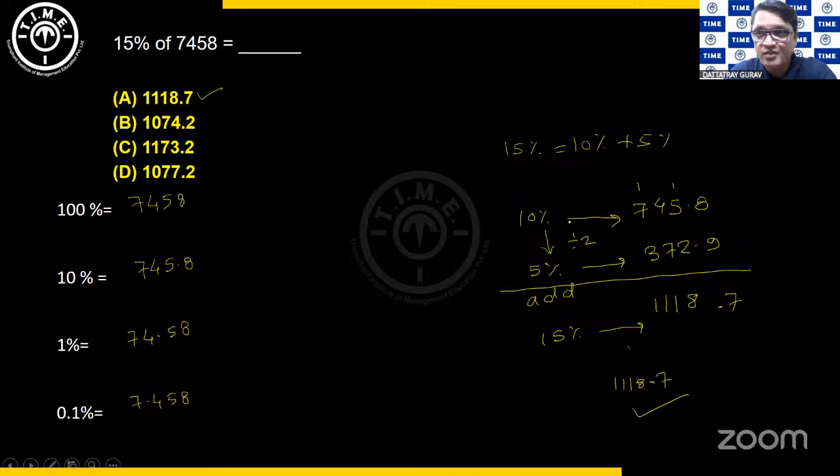The question is again easy if you know 10%, 1%, 5% orally, how to calculate a number. Breakup is more important: 10% plus 5%.